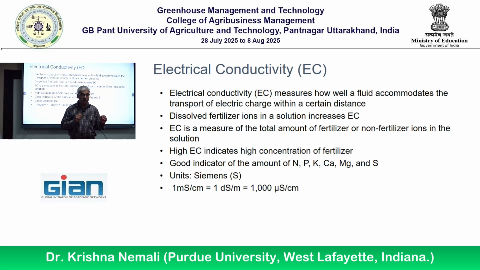The other problem with EC is, it's a measure of all concentration of all ions together. It will not tell you how much nitrogen or nitrates are there, phosphates are there, or any other elements are there. It tells you the total of all ions. So what is the problem with that?